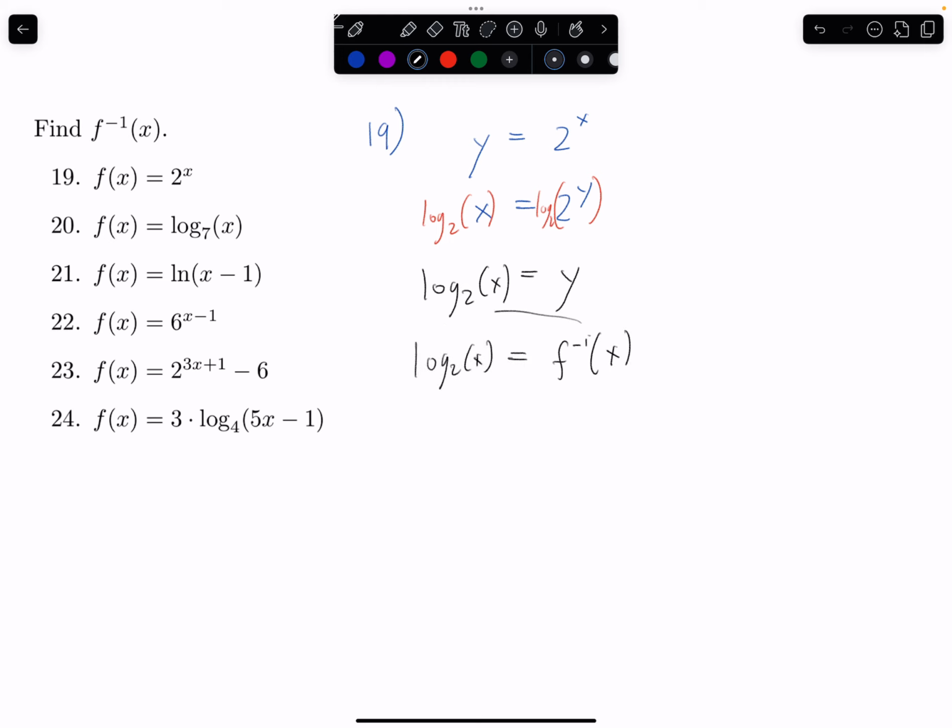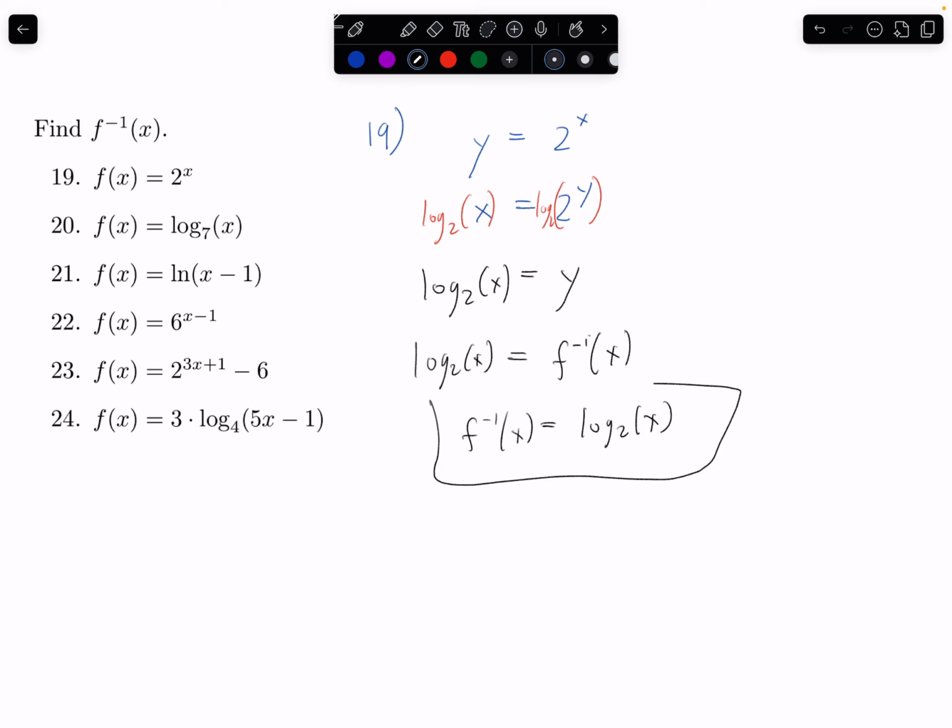Now, don't be messed up by the fact that I'm writing it in the opposite order. It's the same thing, right? Equal sign is equal sign. But if it bothers you, you can reverse it. f inverse of x is log base 2 of x, like that. There you go. Number 19, done.